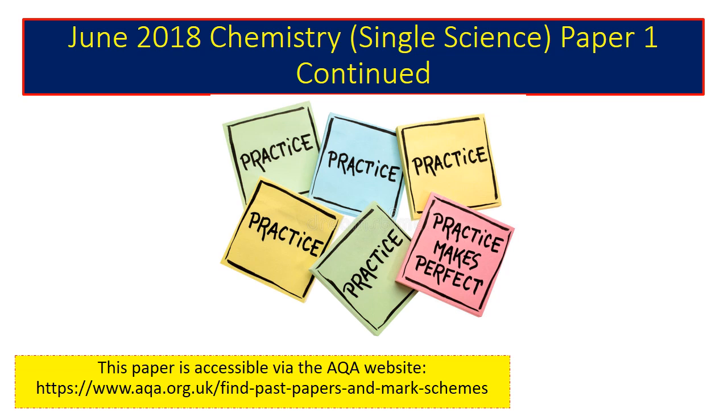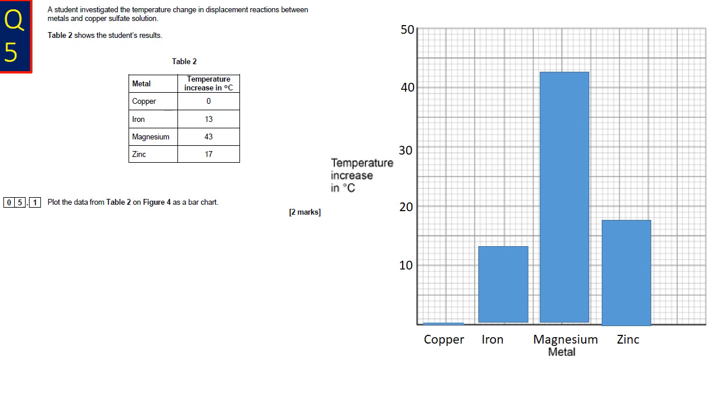So this is part 2. This is going through the second half of the June 2018 Chemistry paper 1. So this is for triple scientists. You can find the paper on the website shown, and you can have a go and mark along as you see fit. So we're given some data about temperature changes in displacement reactions with copper sulfate solution and different metals.